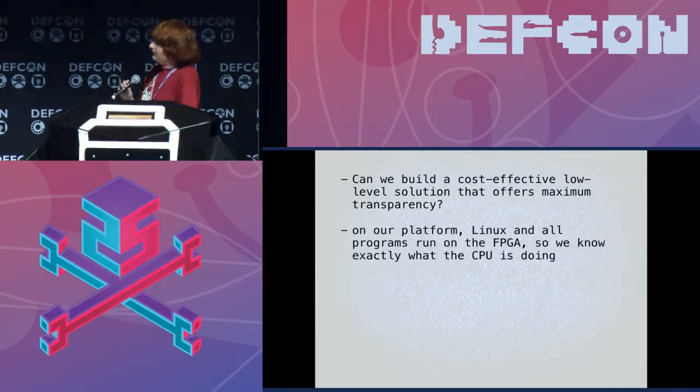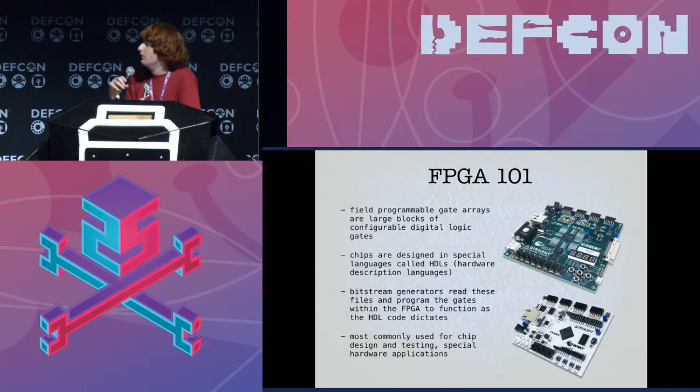So on our system, I have Linux running on an FPGA along with some other chips, so I know exactly what my CPU is doing. For those of you who aren't familiar with FPGAs, these are very special pieces of silicon. They're generally used by companies to prototype new chips. They are effectively blank slates of logic.